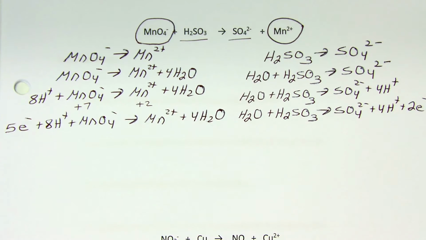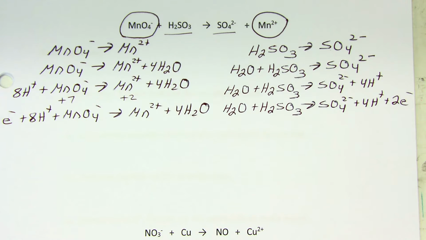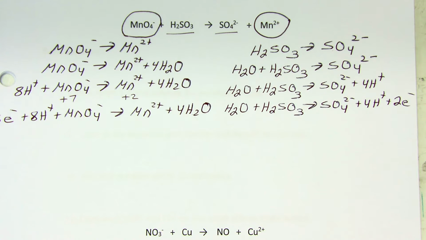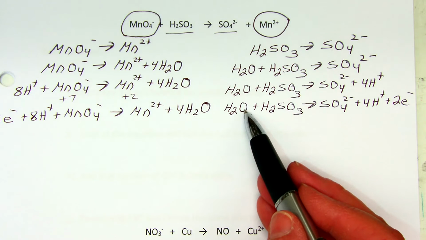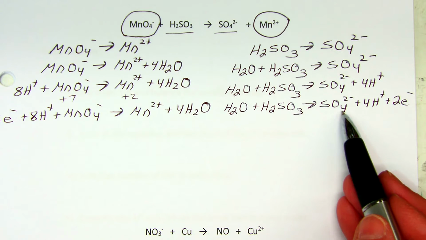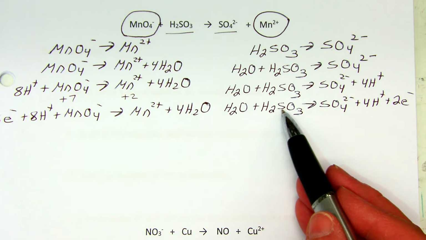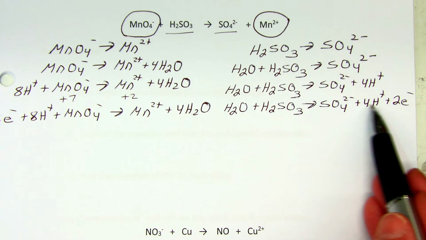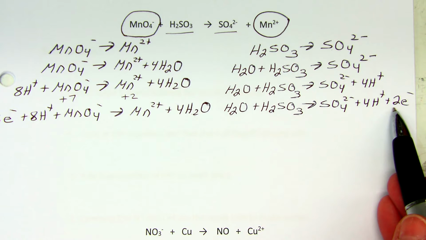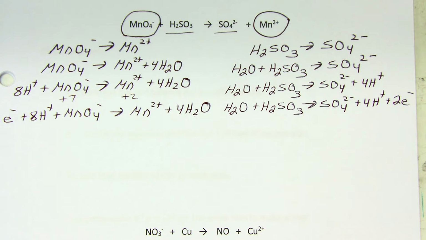Now again, I want to stop here and check and make sure this really is a balanced half reaction. 2 hydrogens and 2 is 4, 4 hydrogens. 1 oxygen plus 3 is 4, 4 oxygens. 1 sulfur, 1 sulfur. 0 charge, plus 4 minus 2 minus 2, 0 charge. So I haven't messed this up yet. There's a lot of places to run amok.